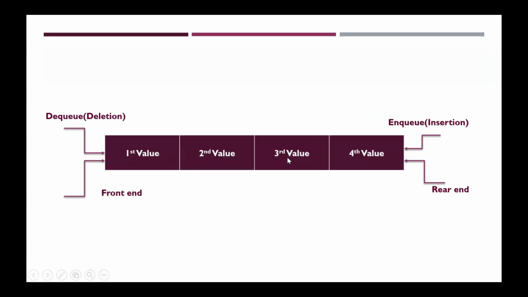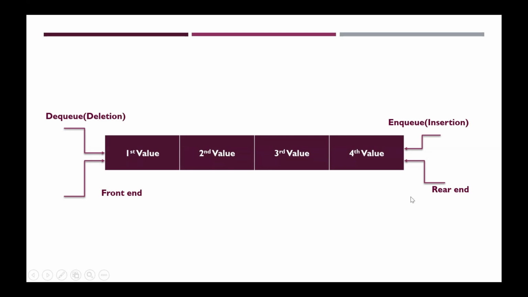This is a small example: first value, second value, third value, fourth value. This is the front end, so the first value entered, then the second value, then the third value. So the first value is going to be deleted. In a queue, the deletion operation is called DQ, and the insertion operation is called NQ. Entering into the queue and deleting an element from the queue. The end used for deletion is called the front end, and the end used for insertion is called the rear.